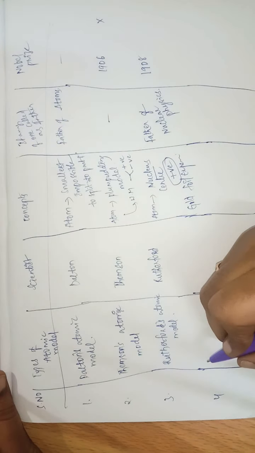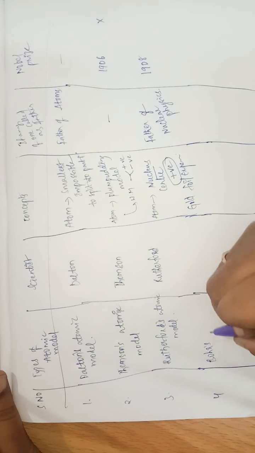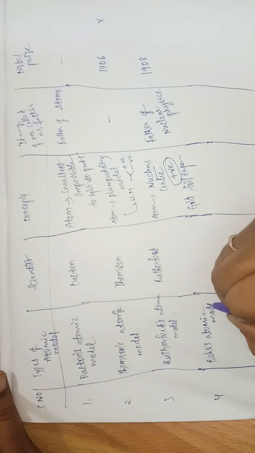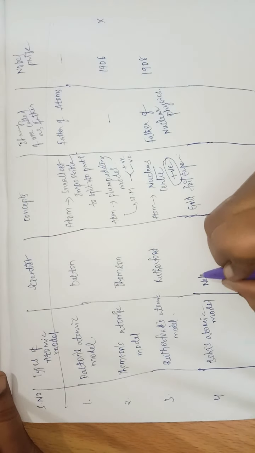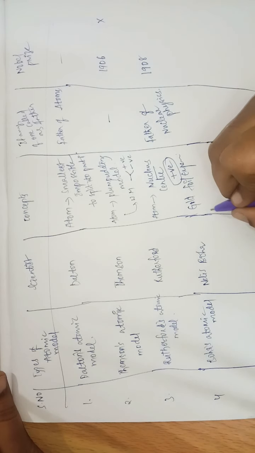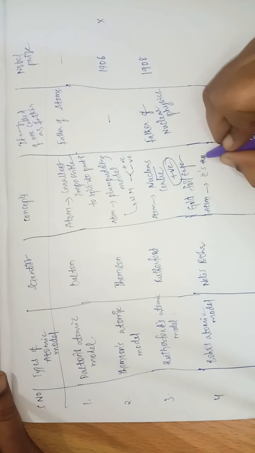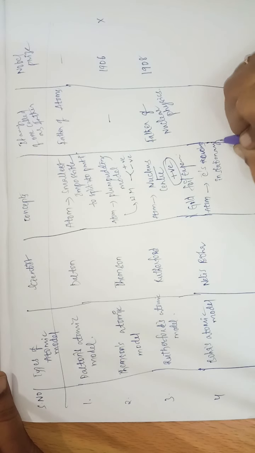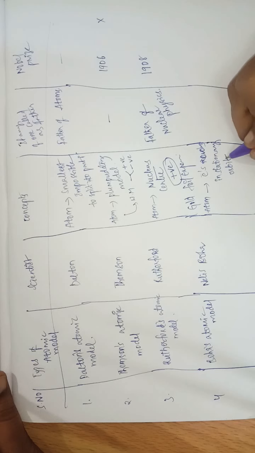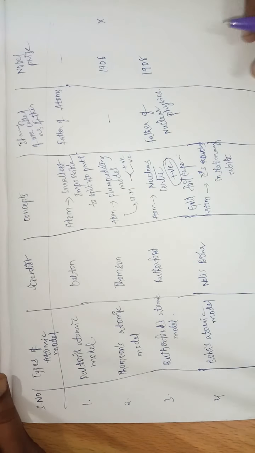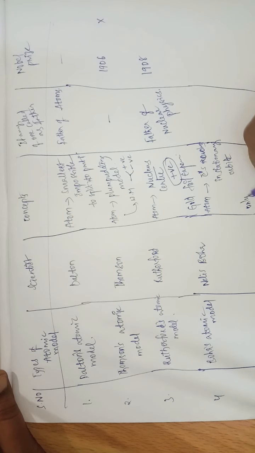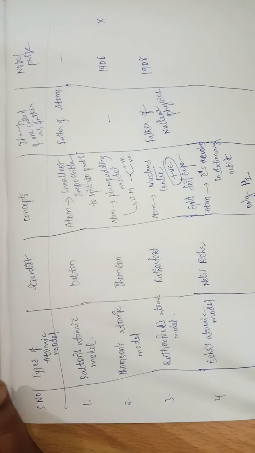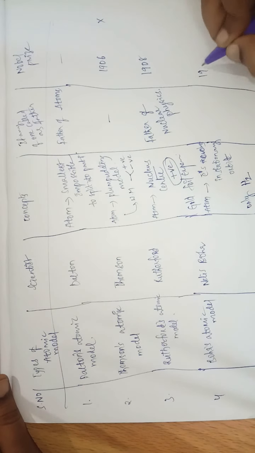And fourth one, Bohr's atomic model. Scientist Niels Bohr said that in an atom electrons revolve in a stationary orbit or stationary energy level, only for the hydrogen atom. For this he got the Nobel Prize in 1922.